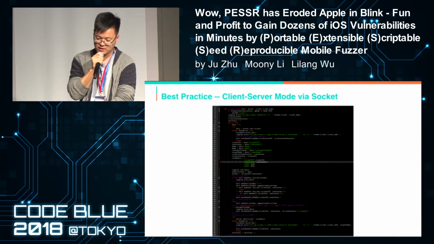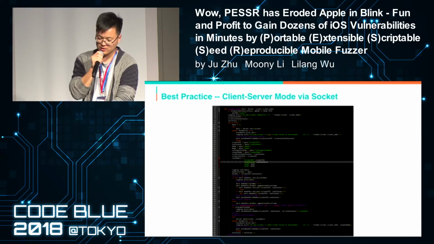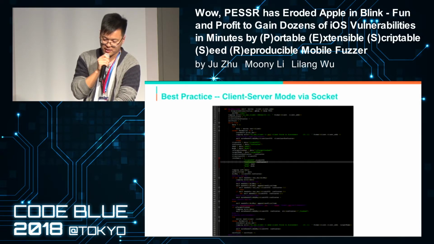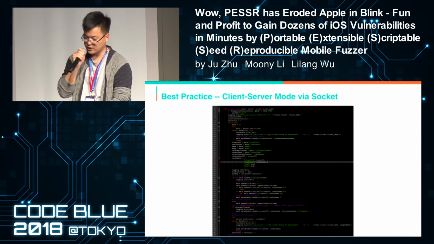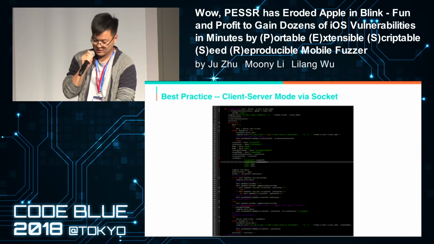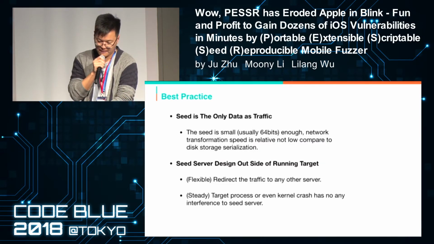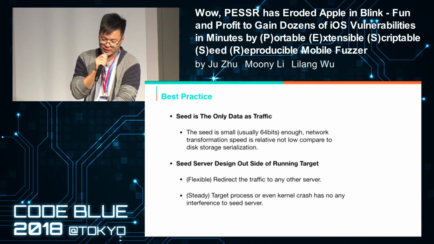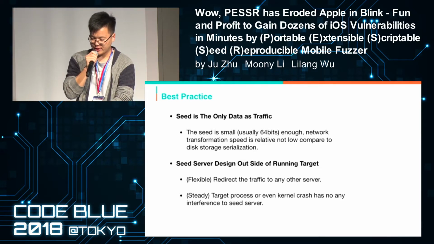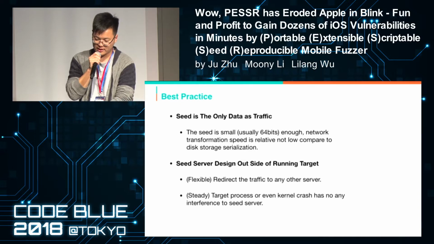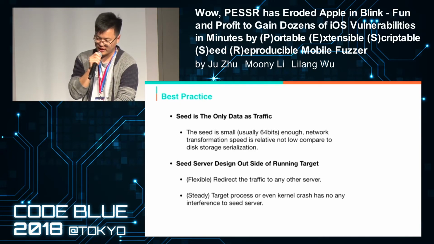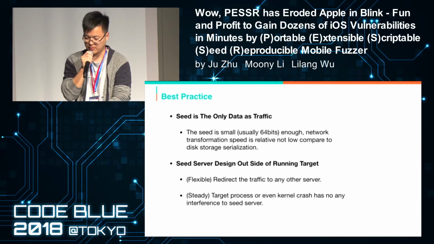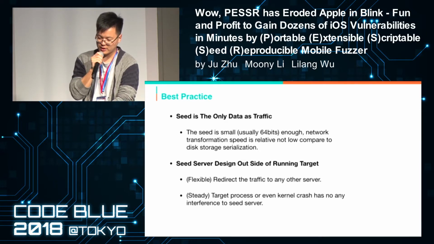This is the implementation for the client to communicate with the server through the socket mechanism. We use it for seed transfer during fuzzing. We only use the socket to transfer seeds, and as mentioned, a seed is actually 64-bit data, so network transmission speed is relatively not low compared to disk storage serialization.